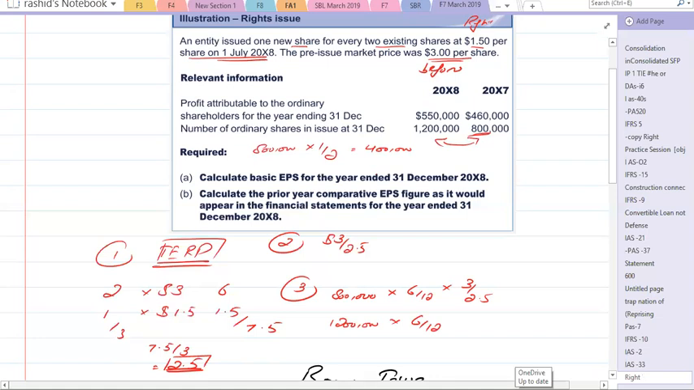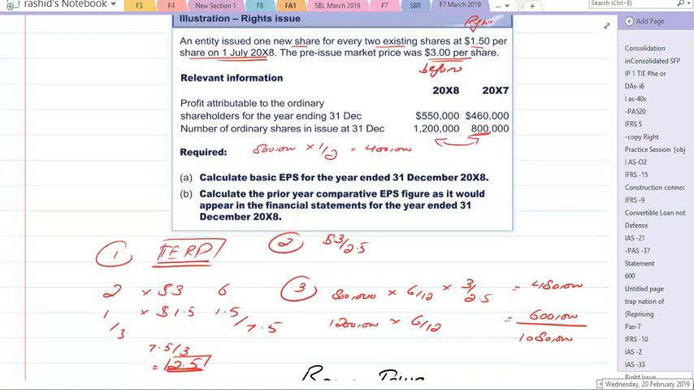So 8 lakh multiply by 6 divided by 12, multiply by 3 divided by 2.5. It gives you 4,80,000, and the other part will give you 6 lakh, and that means 10,80,000. So this is the third step. Now the fourth step is to calculate the EPS.